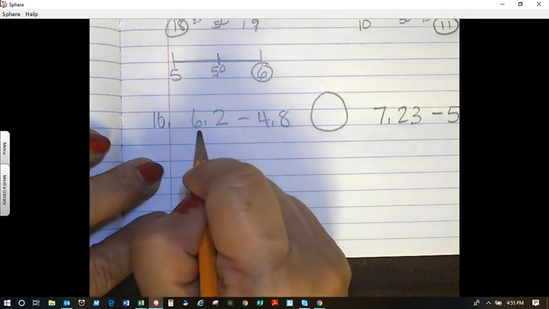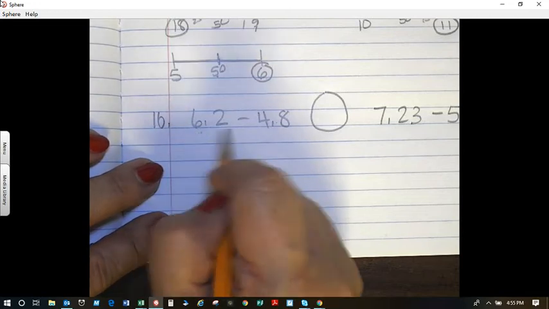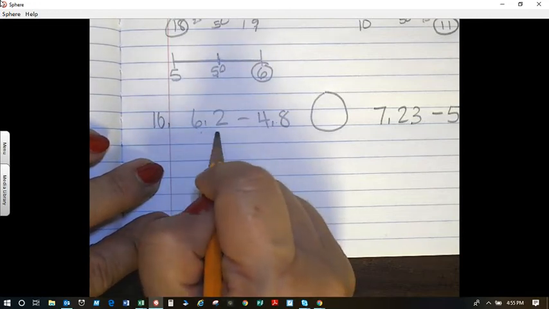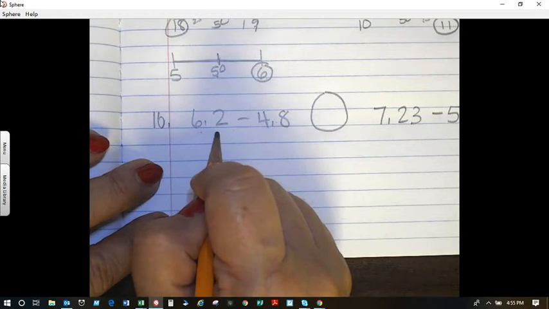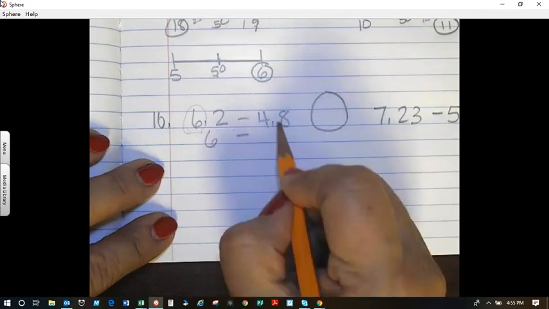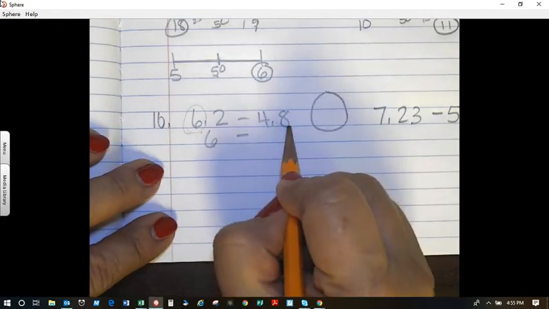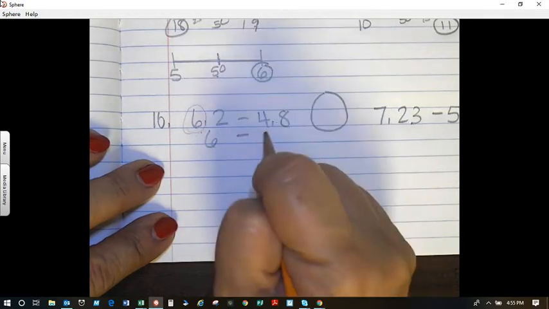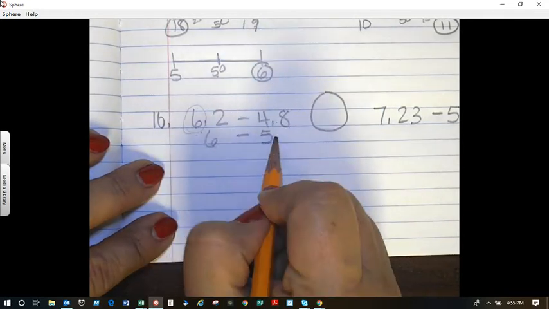The 6 is going to be at 6 or a 7. So 2/10 is closer to the 6, or is it closer to the 7? Yeah, it's closer to the 6. Good job, guys. Okay, now the 4 and 8/10. Closer to the 4 or closer to the 5? Ooh, excellent. That's going to be 5. So 6 minus 5 is 1.